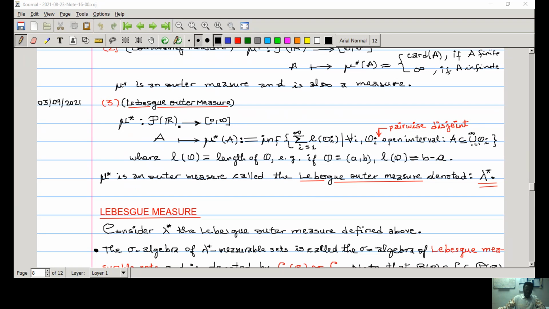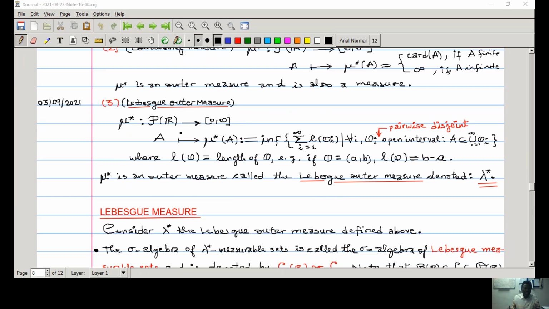Okay, so the Lebesgue outer measure is defined this way. Maybe the best way to see it is as follows. You see we are using P(R), the power set of R, and this set A is a subset of R. It can be any arbitrary subset, right?